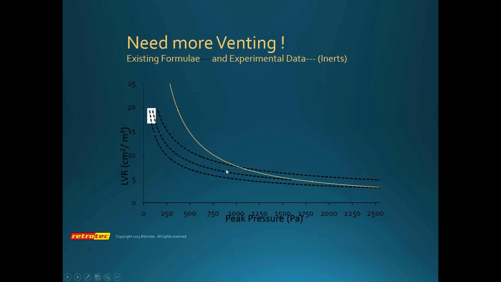So the dashed lines are manufacturers' equations. The yellow lines are the experimental data for inerts. And you'll see in the area of interest of 250 to 500 pascals and a leak to volume ratio which is typical of most enclosures in terms of retention time, that the existing equations that people are using are under-predicting peak pressure by a factor of 1, 2, or even 4 times. So that means we're getting 4 times as much peak pressure as they think.